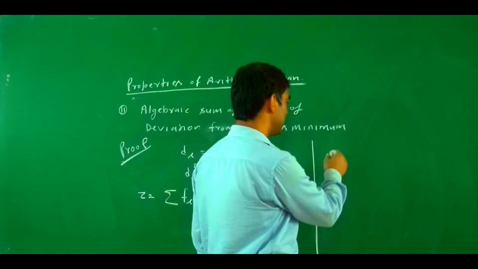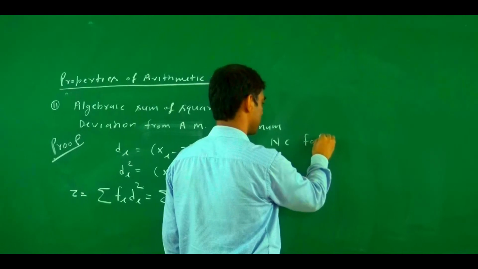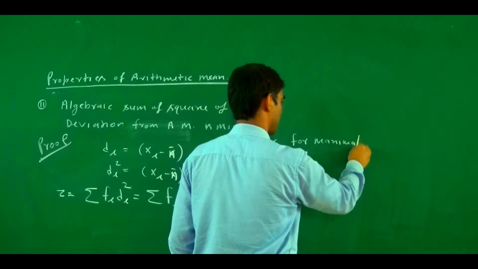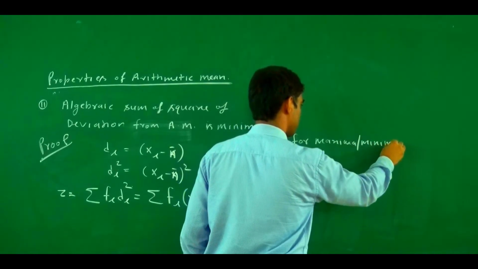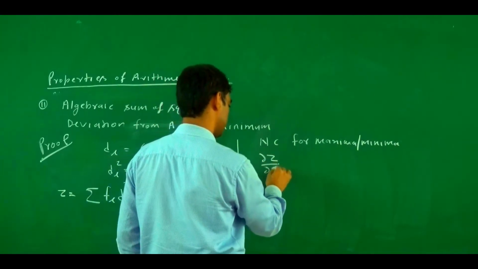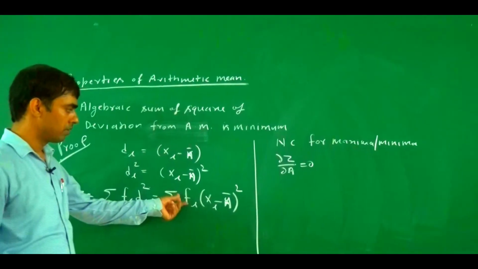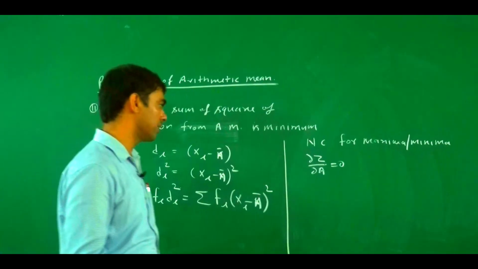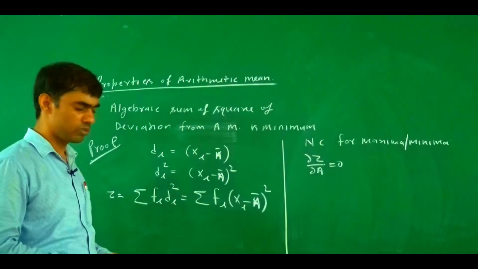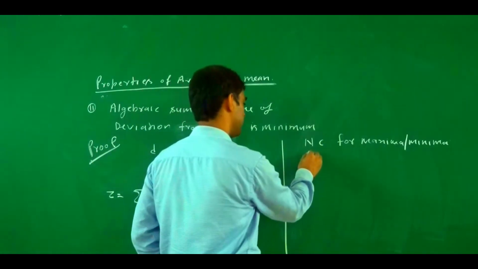So what is the necessary condition for maxima and minima? Necessary condition for maxima or minima is what? Del z upon del A equal to 0. So if we differentiate partially with respect to A. So here, this one is a function of only A, so here we write dz upon dA.